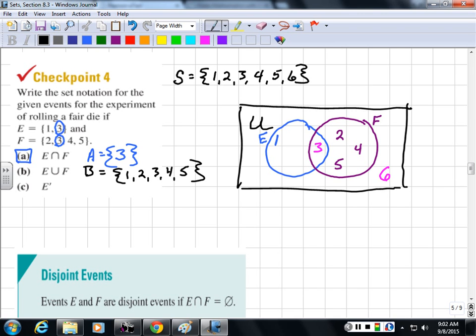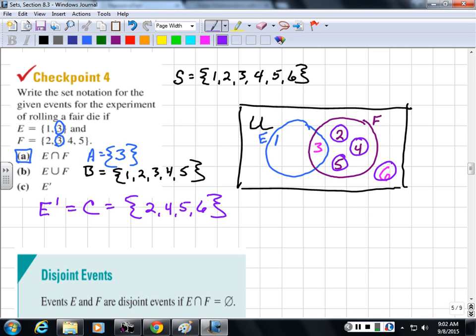And then finally, E complement. What is E complement going to be? Remember, E complement is going to be everything that's not in E. So that means I'm looking at this value, this value, this value, and that value. They are not in the set E. So let's write E complement, which could also be written as set C. That's {2, 4, 5, 6}.